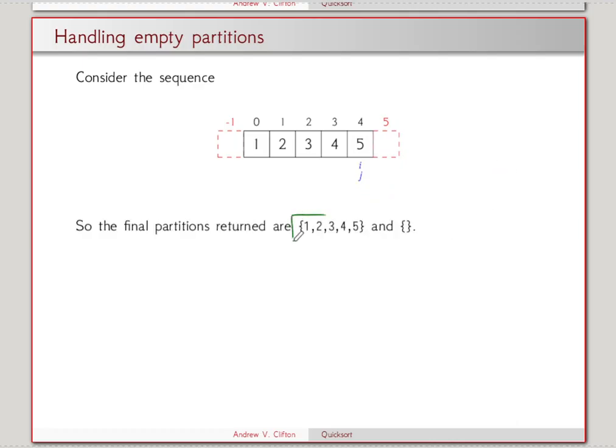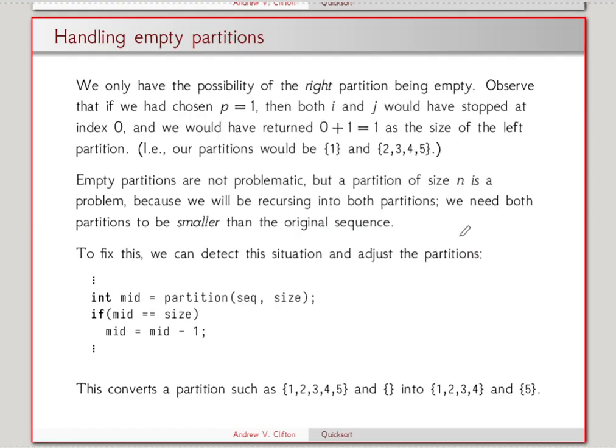Our final partitions are everything on the left and nothing on the right. The empty partition isn't really a problem. What is a problem is having everything that we started with be in the starting partition, ending up with a partition that is exactly the same as what we started with, because we're going to be doing recursion on these partitions, so we need them to be smaller than what we started with in order for the recursion to be valid.